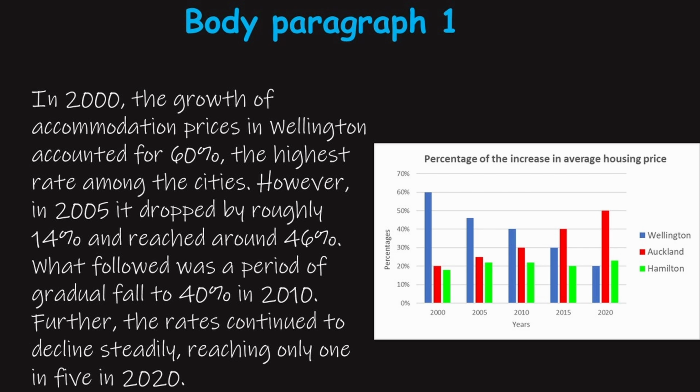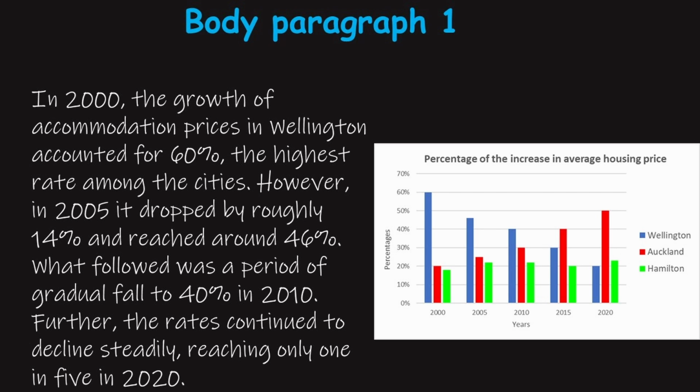In 2000, the growth of accommodation prices in Wellington accounted for 60%, the highest rate among the cities. However, in 2005, it dropped by roughly 14% and reached around 46%. What followed was a period of gradual fall, to 40% in 2010. Further, the rates continued to decline steadily, reaching only 1 in 5 in 2020.